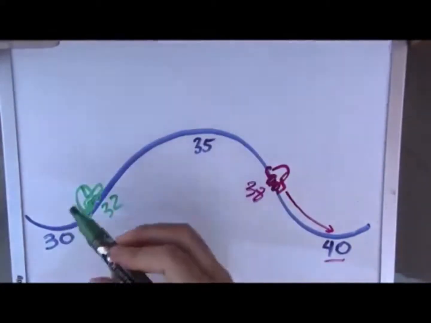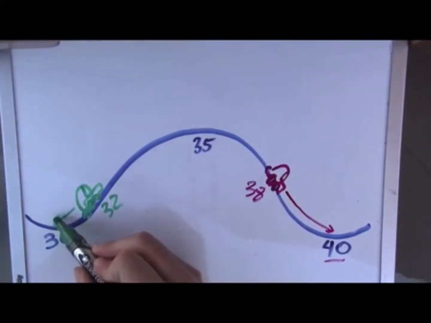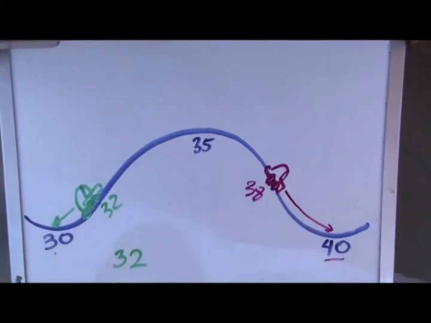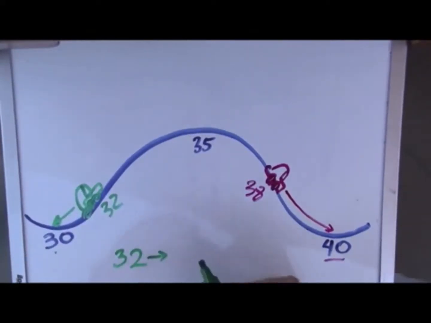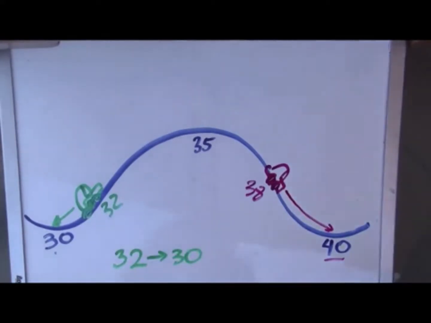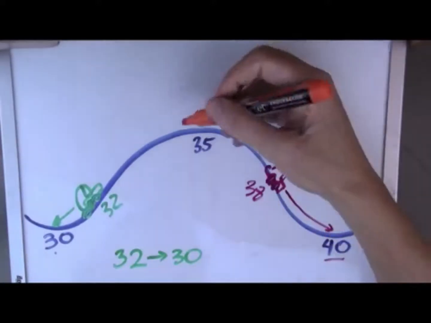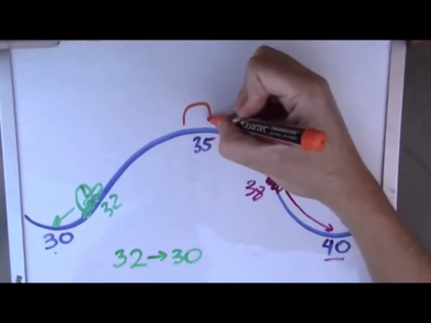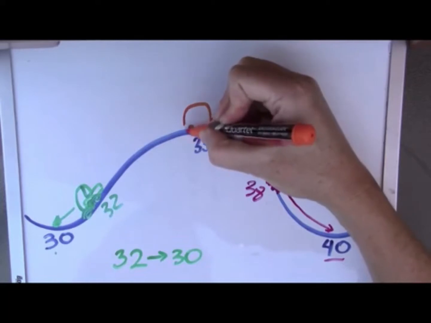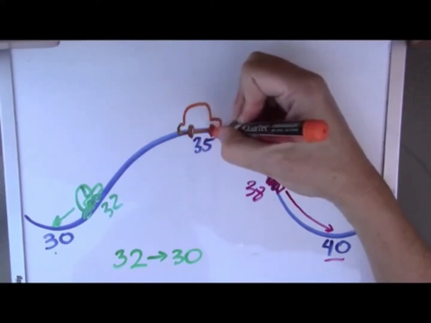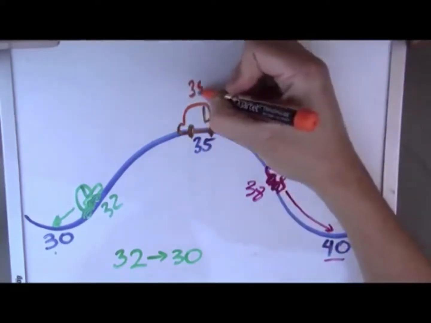Let it go, and this time it's going to go backwards, and it's going to fall at 30. So 32 rounded to the nearest tens place is 30. Now what would happen if we had a number that was right on top of the hill, a number that ended in 5, like 35? We're going to put our car right on top of the hill at 35.